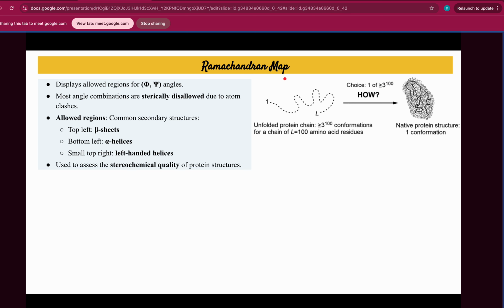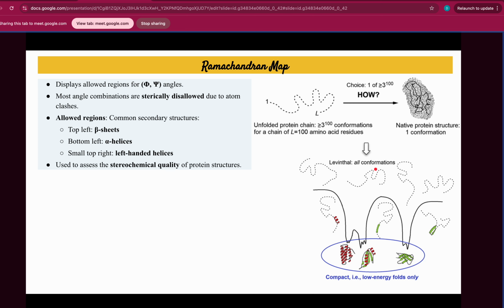So if we talk about the Ramachandran map, it displays the allowed regions for phi and psi angles. If we have an unfolded protein of 100 amino acid residues, there is a possibility that it could adopt more than 3 raised to the power 100 conformations, if we consider the secondary structures to be of 3 types, such as alpha helices, beta sheets and turns. Then each residue can adopt any one of the conformations. So now it's very difficult to decide what the native protein structure will be. But this is not the case, which means all these conformations are not favorable.